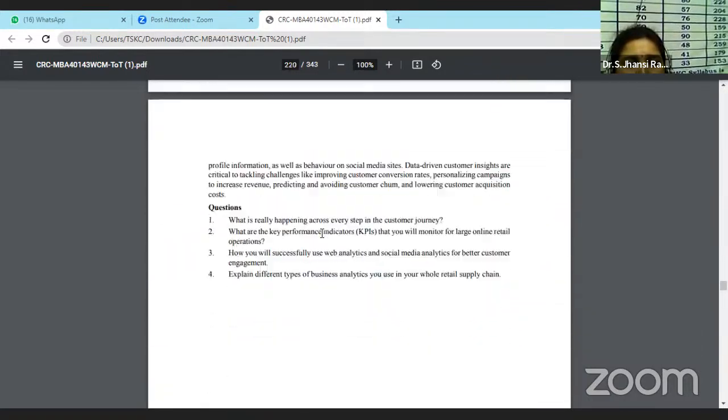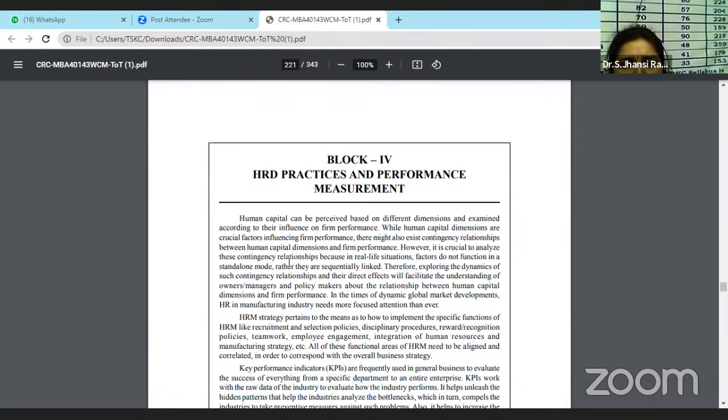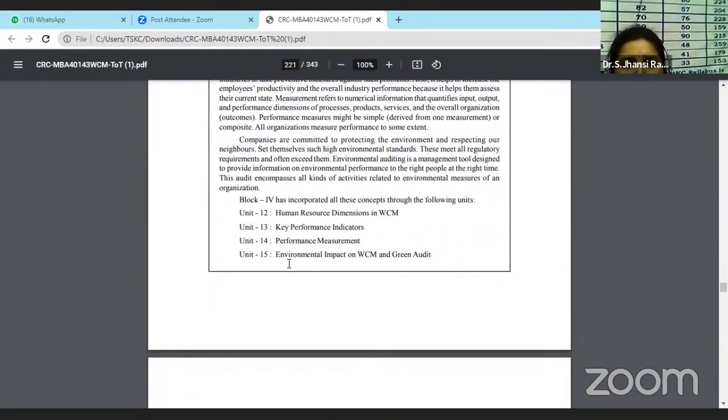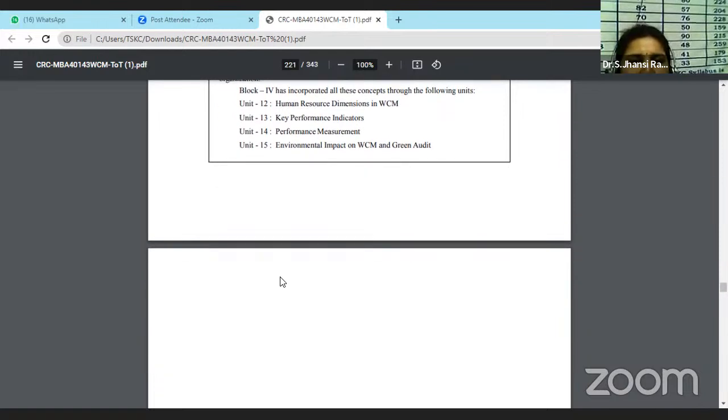Now that's about robots and automation. Next we have Block 4, HRD practices and performance measurement. Under this we have 4 units: human resource dimensions in world-class manufacturing, key performance indicators, performance measurement, environmental impact on world-class manufacturing, and green audit. So first let us understand human resource dimensions in world-class manufacturing.